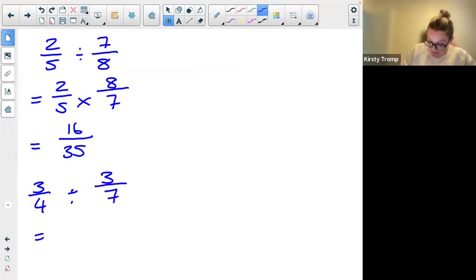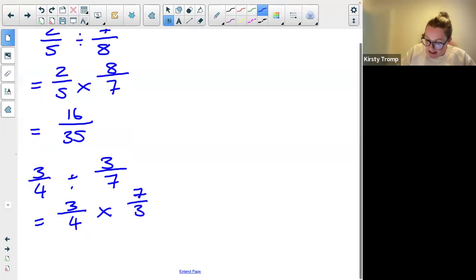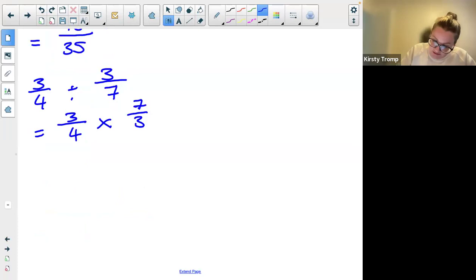You keep 3/4 the same. Good. The divide turns into a multiply. Fantastic. You flip 3/7, which turns into 7/3. Good. And now we're going to stop because do we see something that we can maybe cross cancel? Yes, ma'am. 3 and 3. Good. So 3 goes into 3 once and 3 goes into 3 once. Great. So what's my final answer going to be?